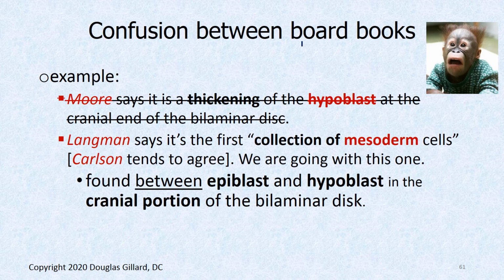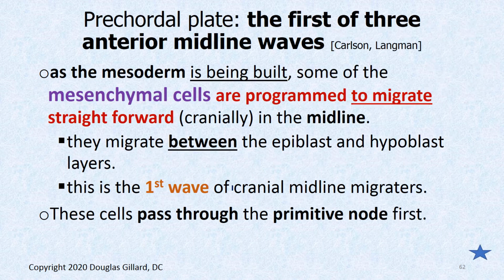So even our chiropractic board books, Moore, which is one board book, says the prechordal plate is a thickening of the hypoblast. I don't think that's true, Moore. So he needs to rethink that. Langman says it's a collection of mesoderm cells. Carlson tends to agree with that, so that's what we're going with. So the prechordal plate is made from mesoderm cells. It is formed between the epiblast and hypoblast.